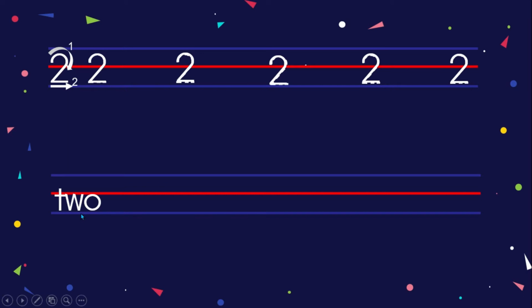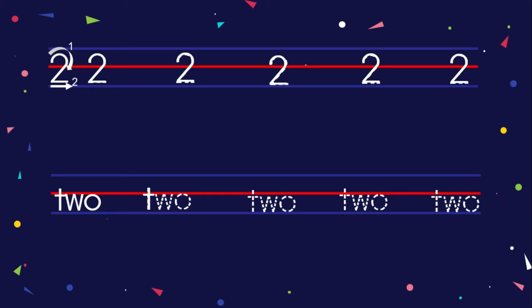Okay? So for the number word 2 naman, it's spelled as T-W-O. Okay? So you're just going to write the letters T-W-O. Okay? So let's trace these broken letters here. T-W-O, T-W-O, lastly T-W-O. So that's how you're going to write the numeral for 2 and the number word for 2.